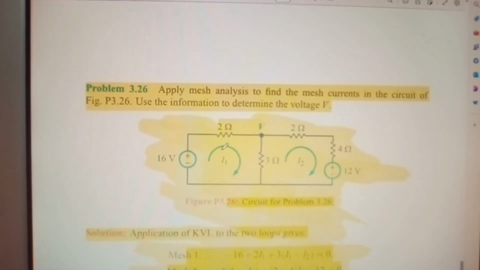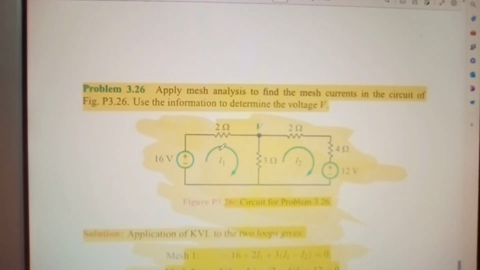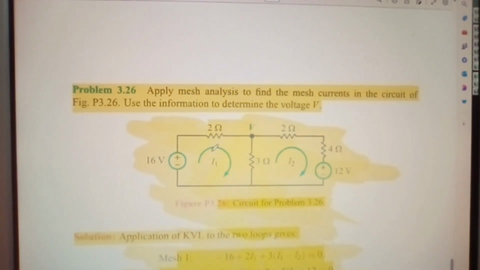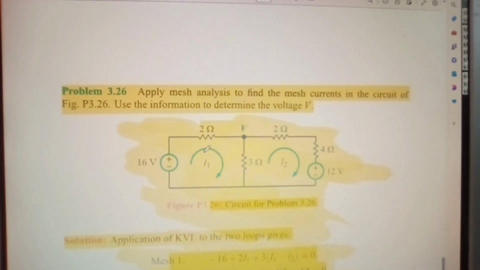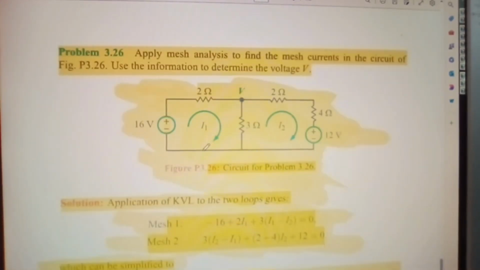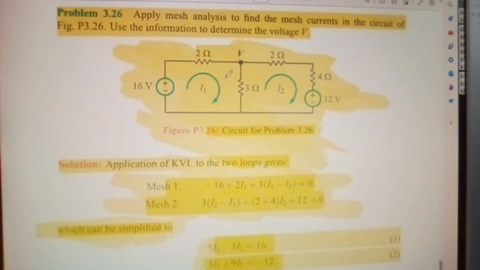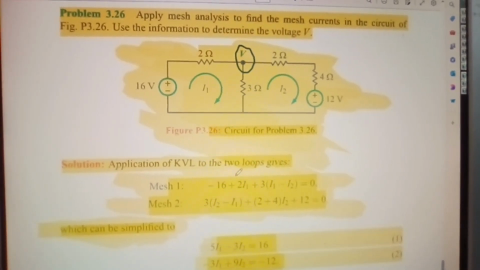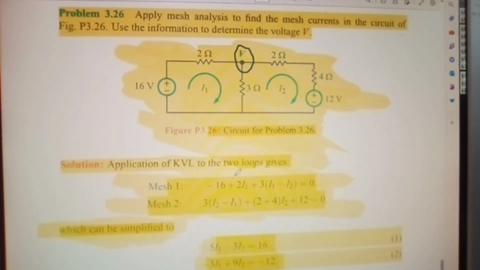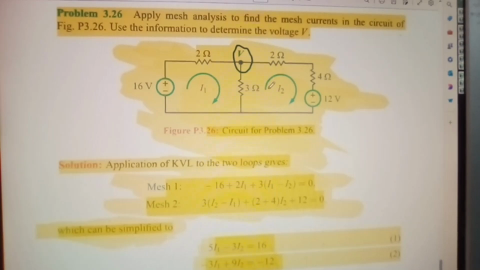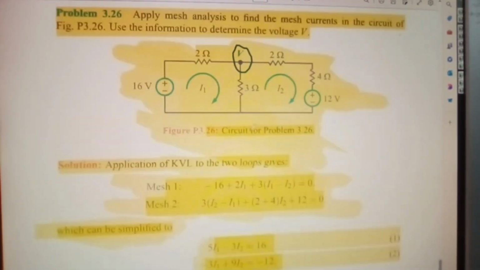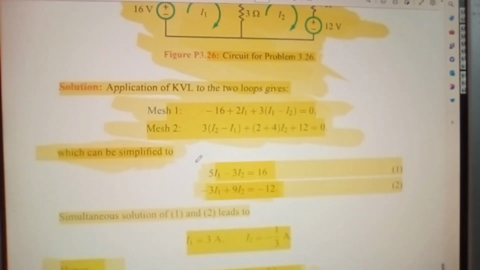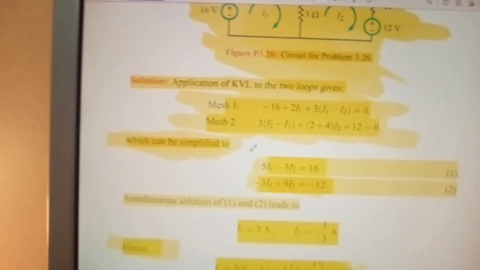Now here we are looking at applying mesh analysis to find the mesh current in the circuit of figure P3.26. Use the information to determine the voltage V. So we need to find the voltage V at this point here. What voltage would appear at that point? And here we're looking at Kirchhoff's voltage law. We have I1 and I2, or you call it mesh 1 and mesh 2 if you prefer. But I tend to go with I1 and I2. I have no idea why, it's just habit, I suppose. But you'll find your own level, okay?